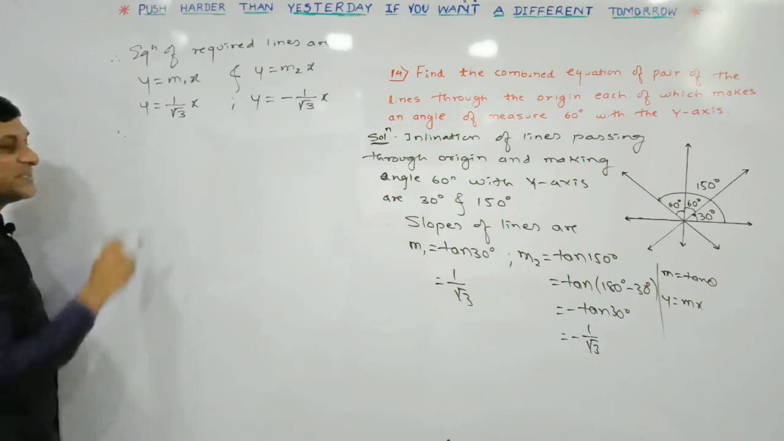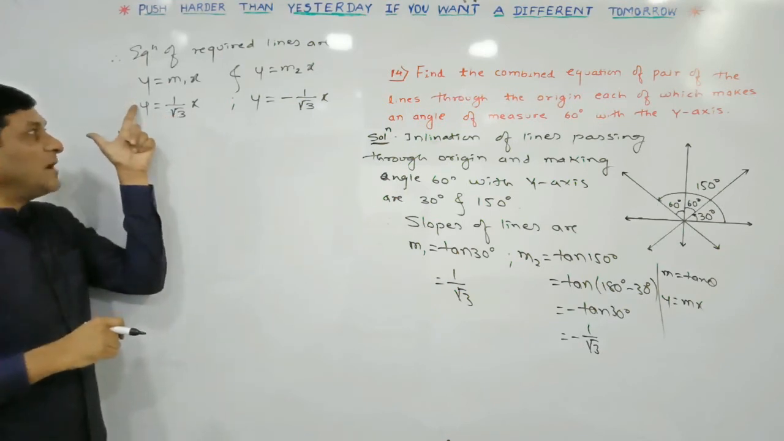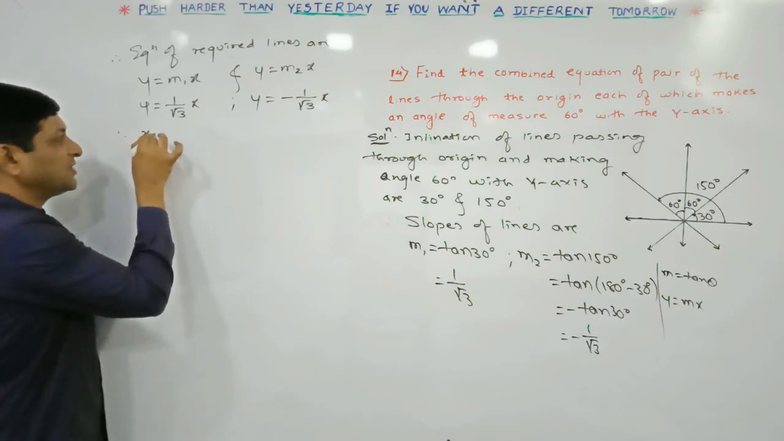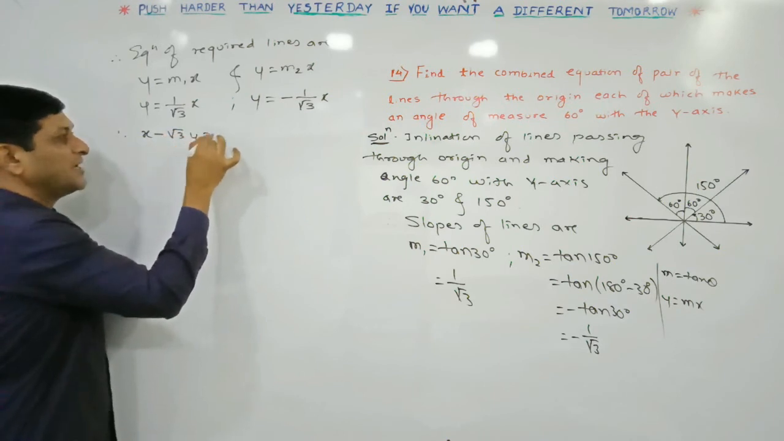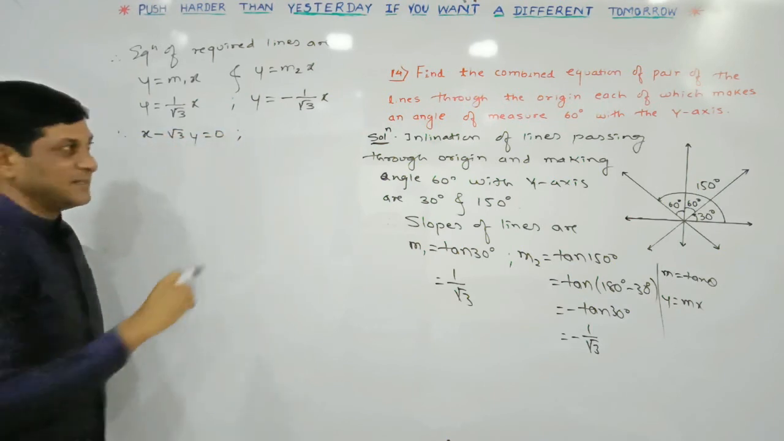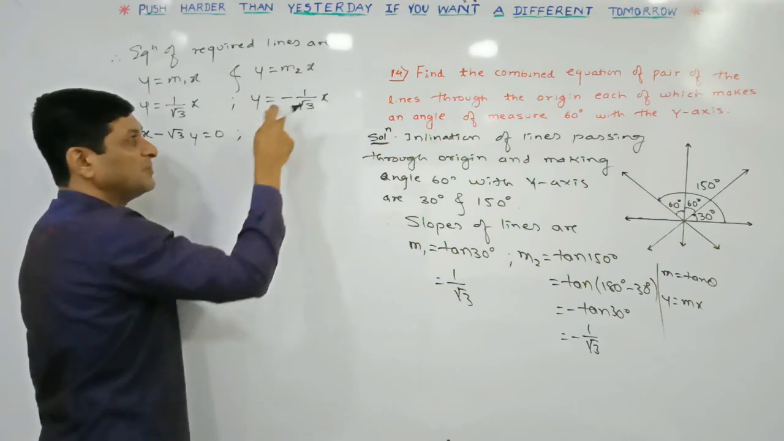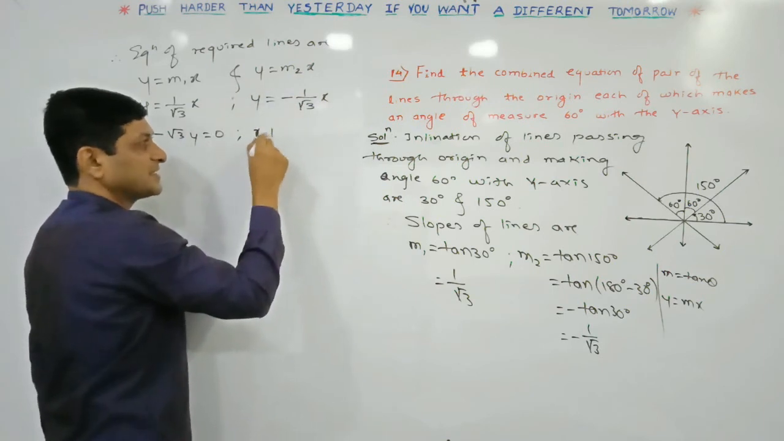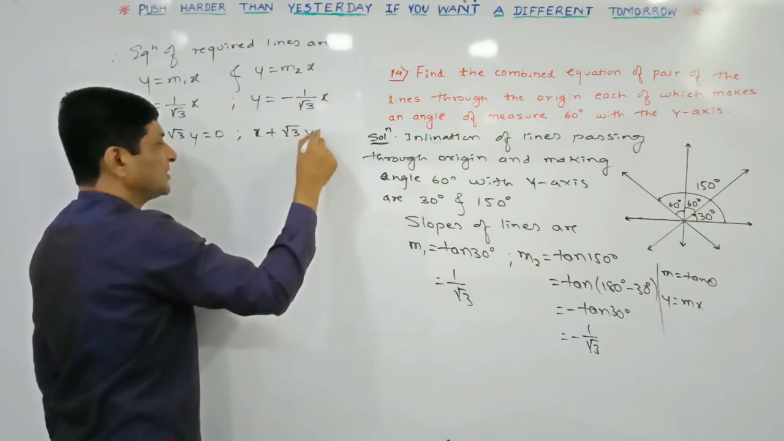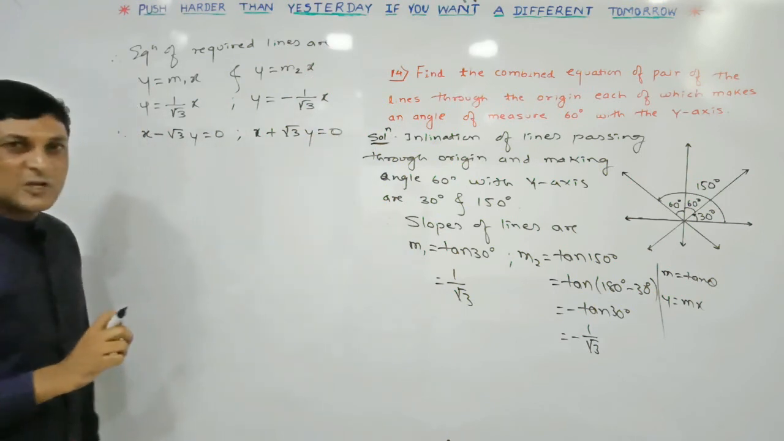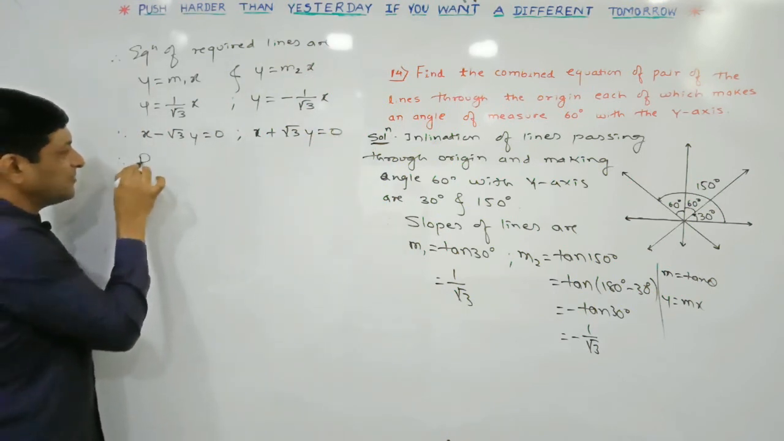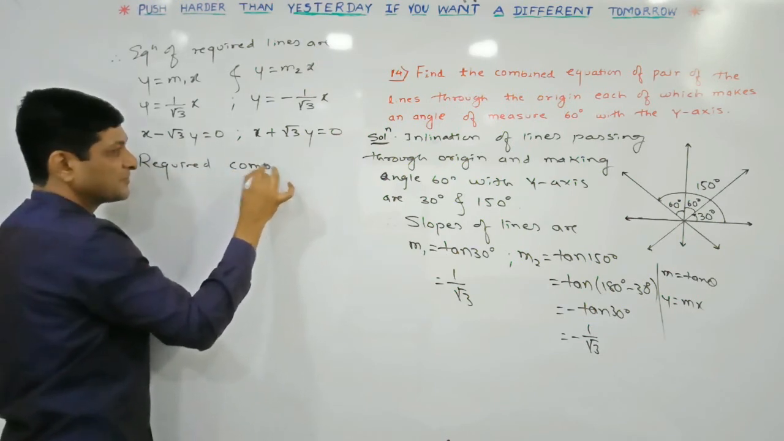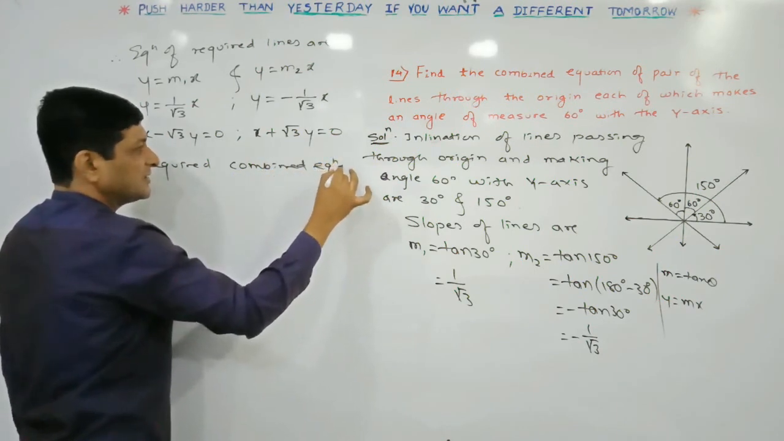Now we simplify these equations. Root 3 into y equals x, so bringing the terms to one side, x minus root 3y = 0 is the equation of the first line. And root 3 into y equals minus x, so the remaining term on this side becomes plus x, which gives x plus root 3y = 0 as the equation of the second line. So therefore the required combined equation is.